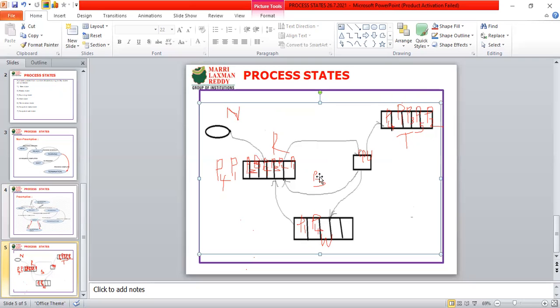Next, in the ready state, after P5, P3 is added. P3 is executed and stored in the termination state. Next, the IO operations become available for P1 and P4. These two are in the ready state. P1 is executed in the running state, and P4 is also executed in the running state. Then P1 and P4 are also stored in the termination state.